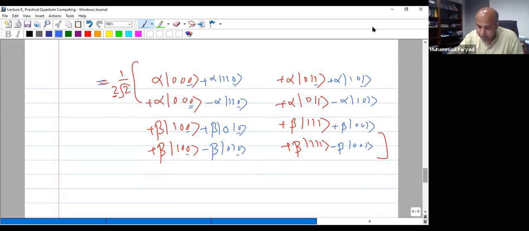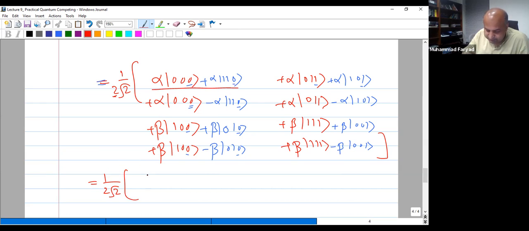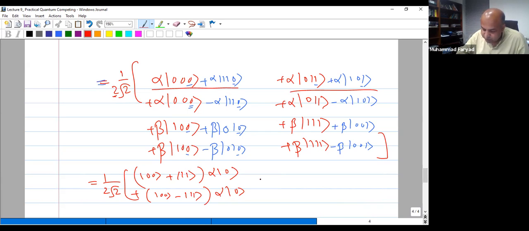Now I can take 1 over 2 under root 2. So from this, I get 0, 0 plus 1, 1 into alpha 0. From the second one, I get 0, 0 minus 1, 1 into alpha 0. From this one, we will get 0, 1 plus 1, 0 into alpha 1, and the second one, 0, 1 minus 1, 0 into alpha 1.